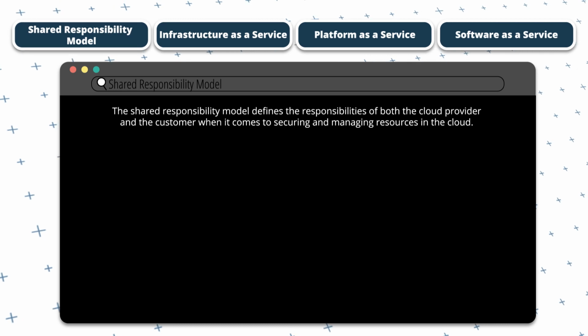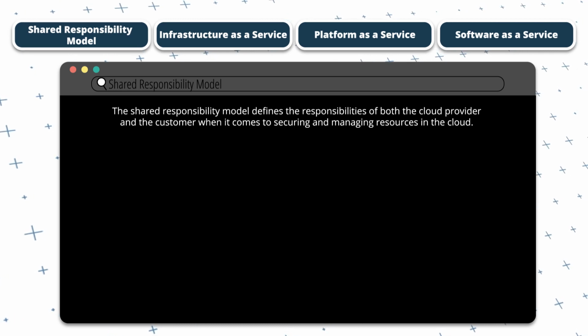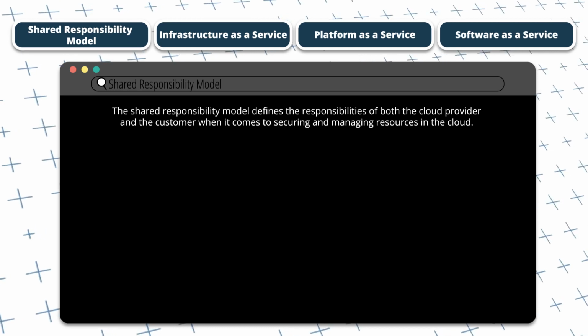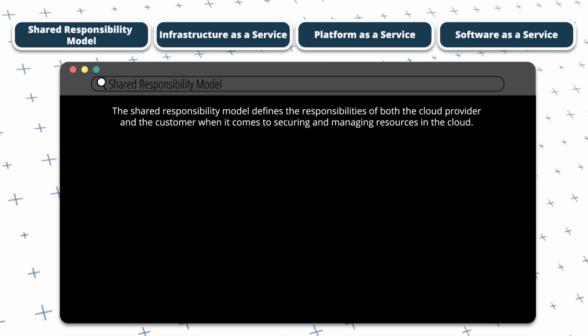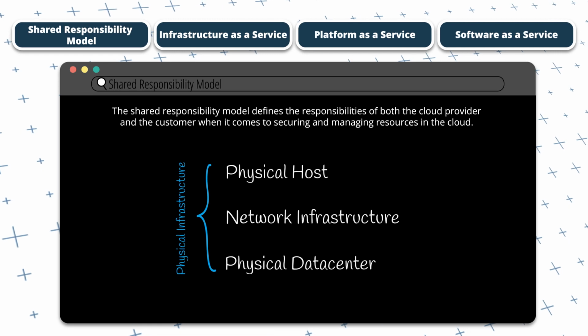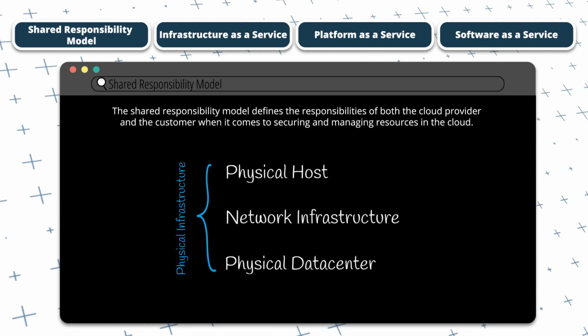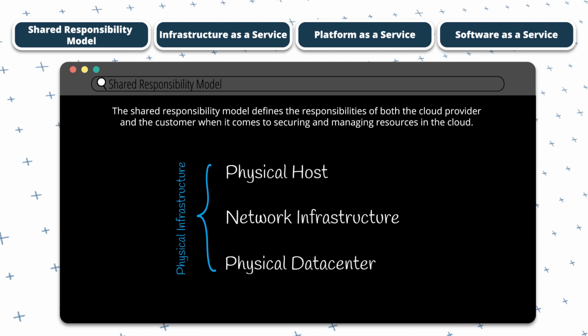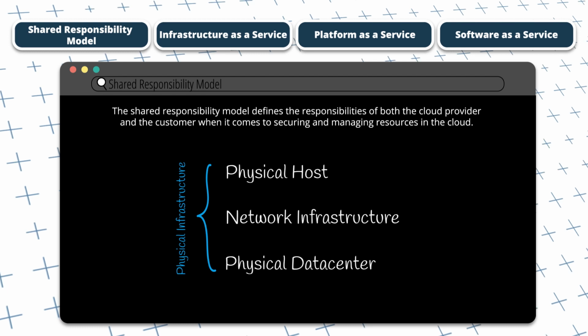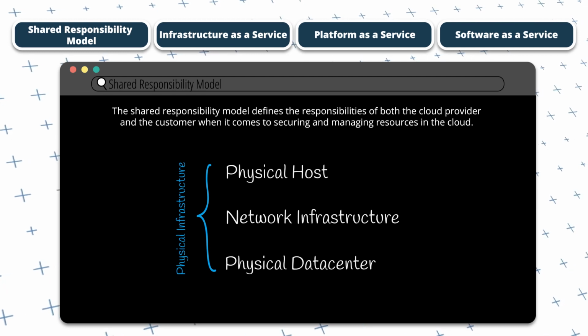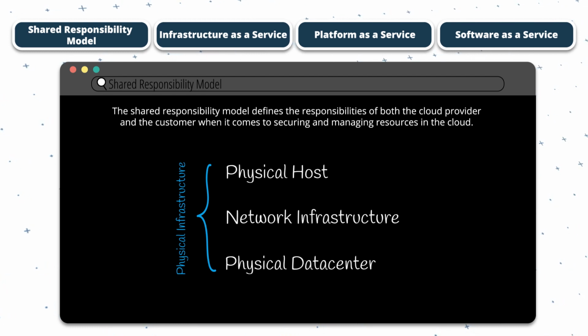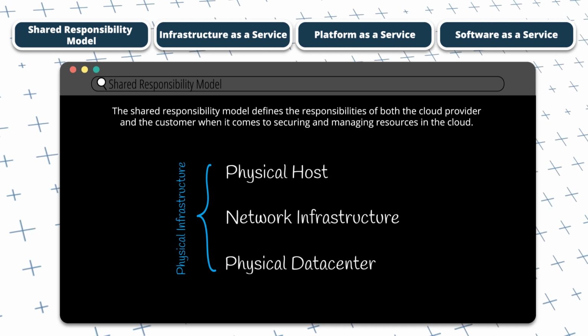The shared responsibility model is a concept that defines the responsibilities of both the cloud provider and the customer when it comes to securing and managing resources in the cloud. So what are these responsibilities? Well, they are as follows. Physical security of the data centers. These data centers host your infrastructure, and they need to be physically secure, protected from natural disasters, and managed.